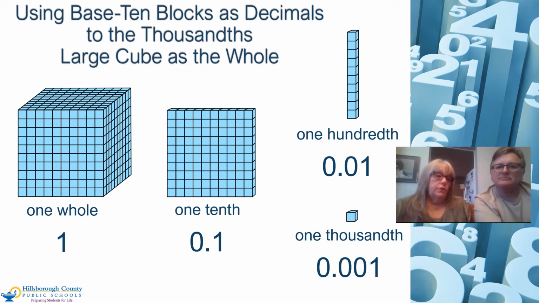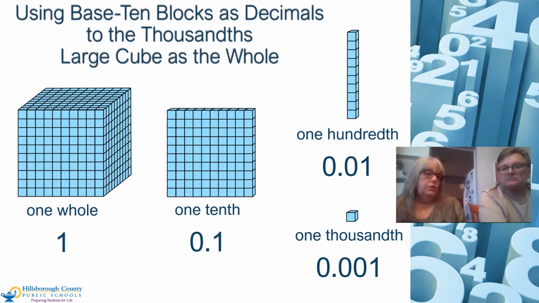I might also use the large cube as my whole. And if the large cube is my whole, now what is that rod? It would be 1/100th, because it takes 100 rods to build that large cube. Yes. And I would want to add this to my anchor chart. So if the flat is my whole, this is what the other pieces represent. If the large cube is my whole, this is what the other pieces represent.